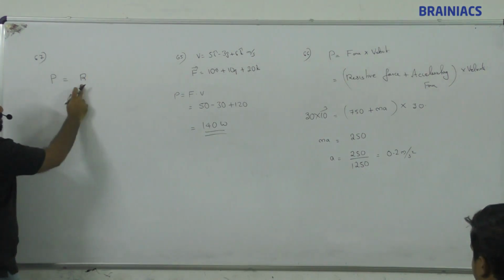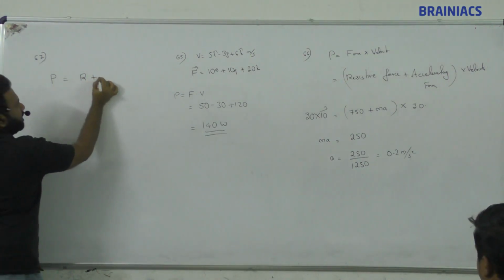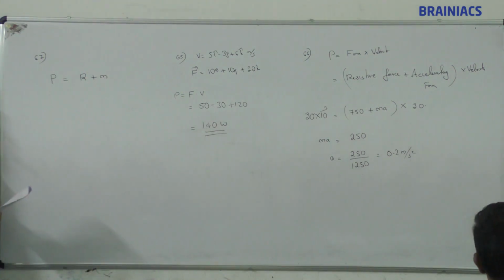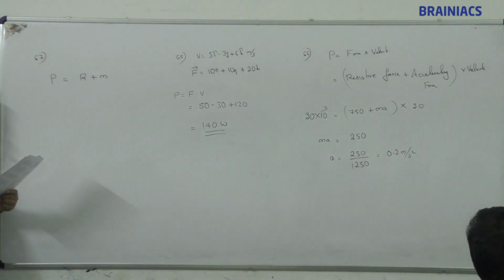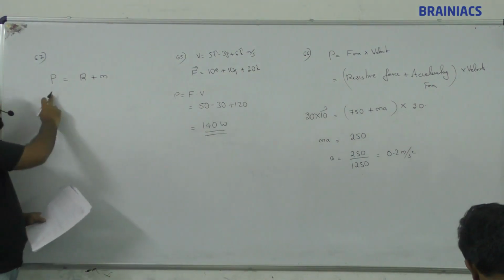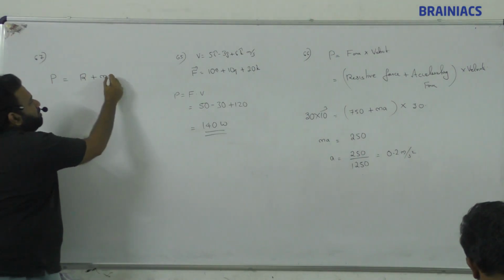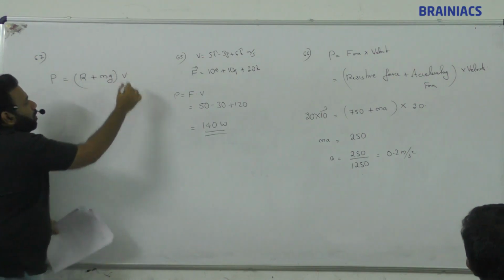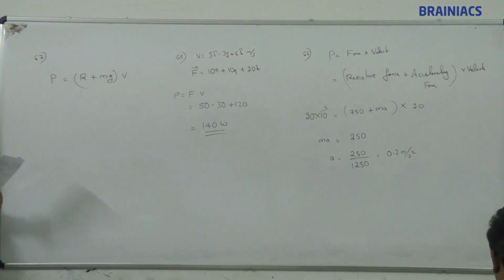the resistive force plus its weight, its force of acceleration. So mass into what they are giving? Mass into weight of the bus is mg. So power is equal to resistive force plus mg. They will have to handle these two, into velocity. Correct? Now coming to the question, total friction force.